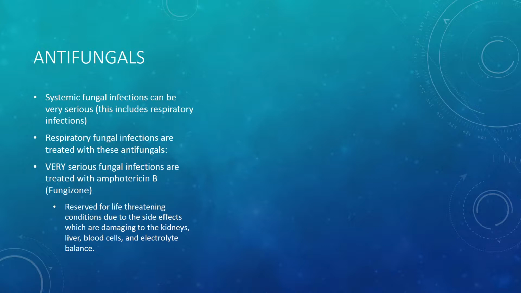These infections, like I said, can become very serious, and in that case it's treated with IV amphotericin B, brand named Fungizone. This medication is reserved for life-threatening conditions or fungal infections due to the side effects, which are very damaging to the kidneys, liver, blood cells, and electrolyte balance. So we will be monitoring labs that are connected to each of these things while on this medication.